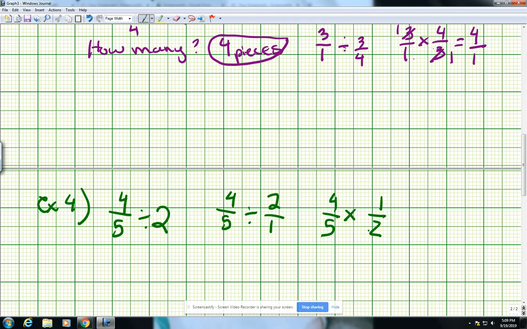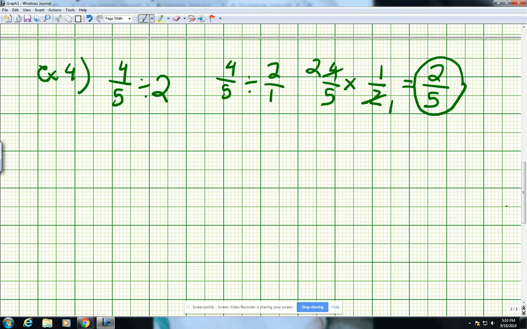I see that 4 and 2 can be cut down by 2's. So if 2 can go into 2 one time, and 2 can go into 4 2 times, now I can do my multiplication. Numerator times numerator, 2 times 1 is 2. Denominator times denominator, 5 times 1 is 5. So my final answer to this question would be 2/5.